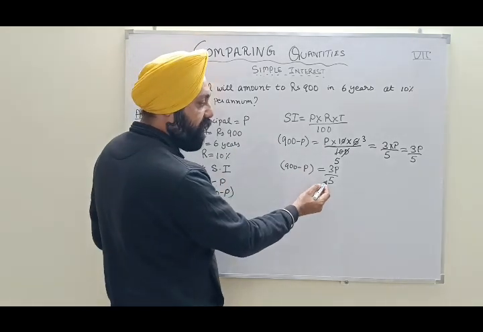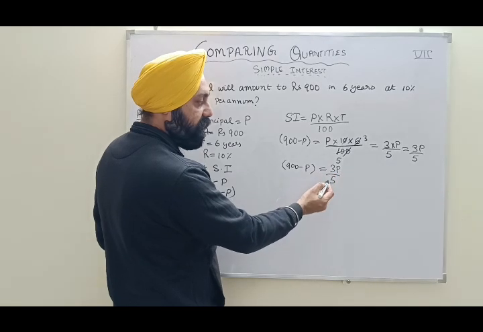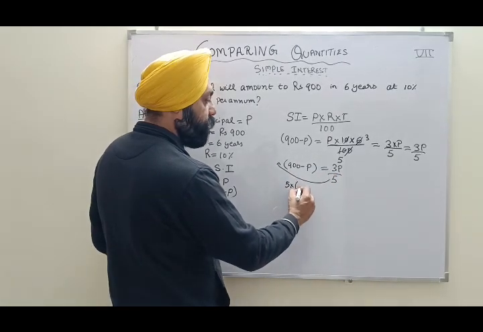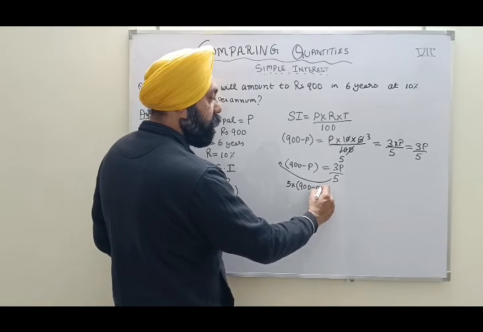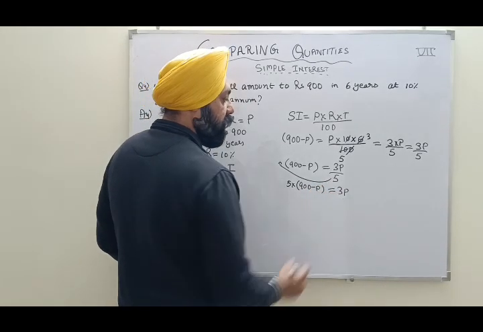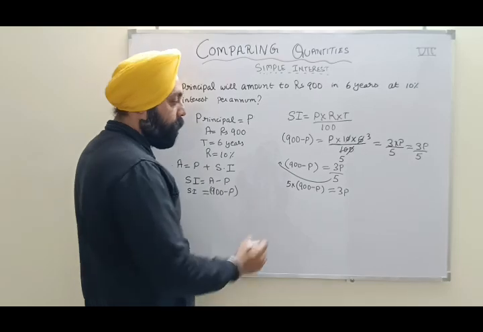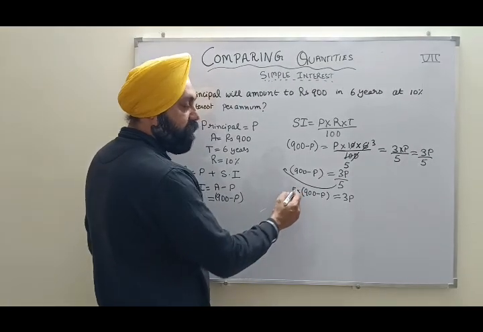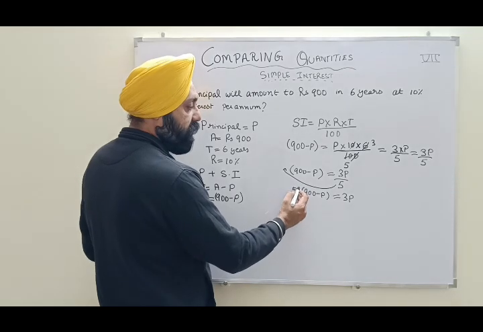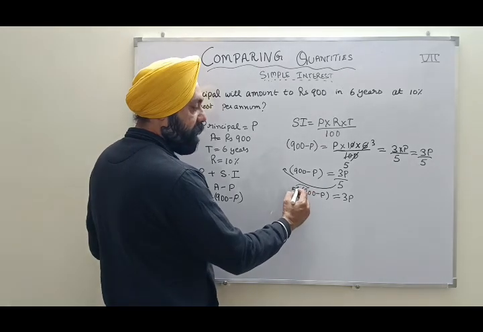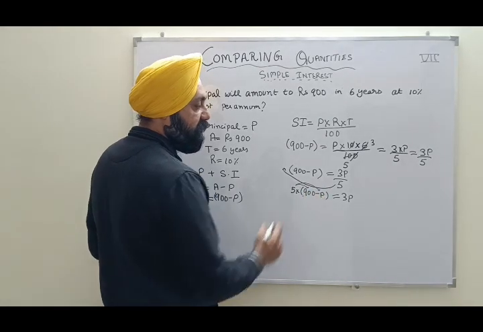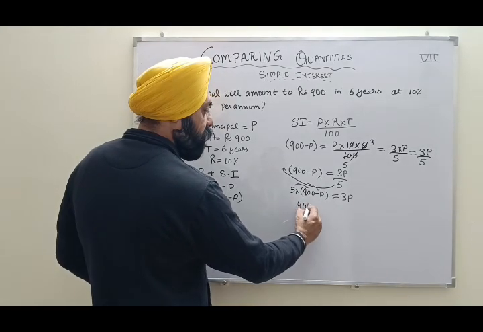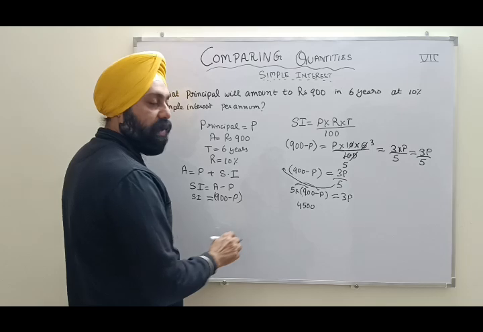Now we have this 5. 5 is dividing the 3P. It will go there and get multiplied. So it will be 5 into 900 minus P, and on the right hand side it will be 3P. Whenever we are multiplying and opening the bracket, we will use the distributive property. So 5 will get multiplied with 900 and 5 will get multiplied with this P. So 5 into 900 will give 4500 minus P and minus 5.